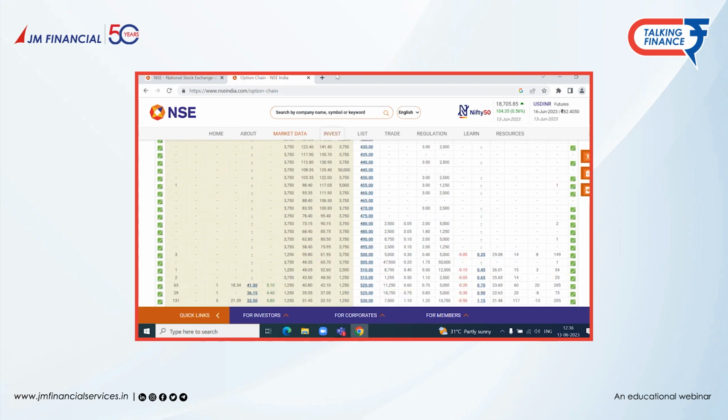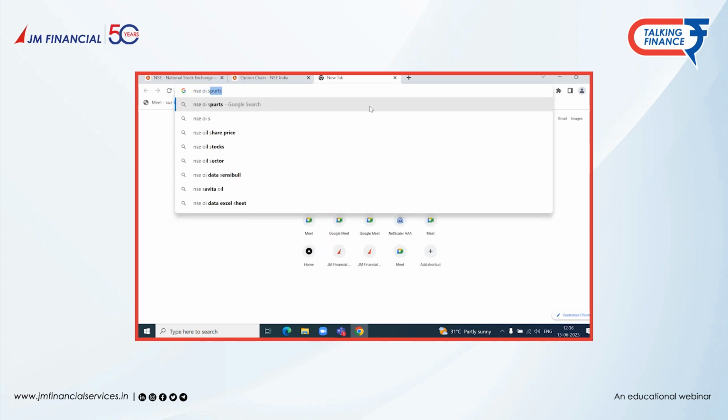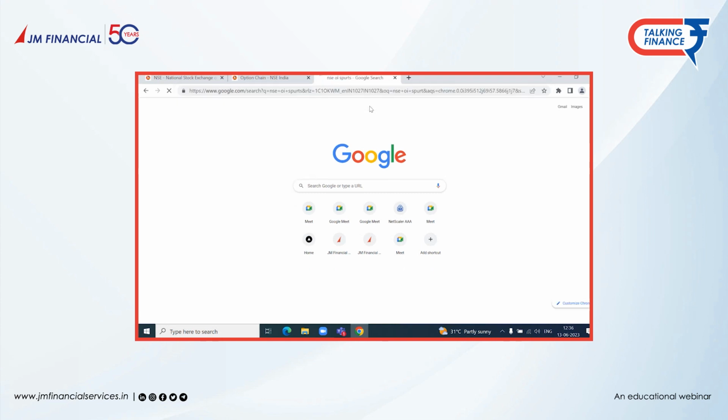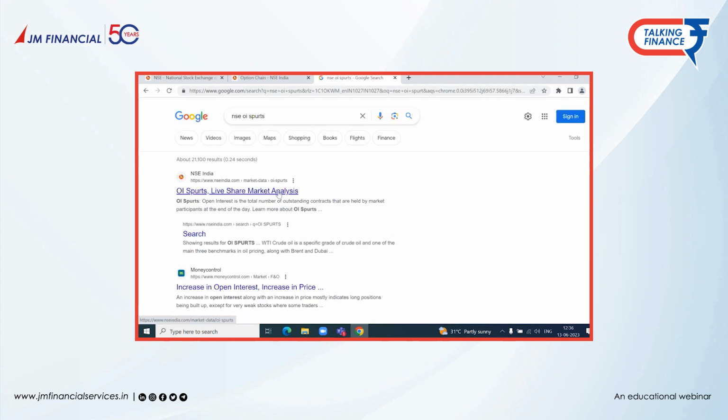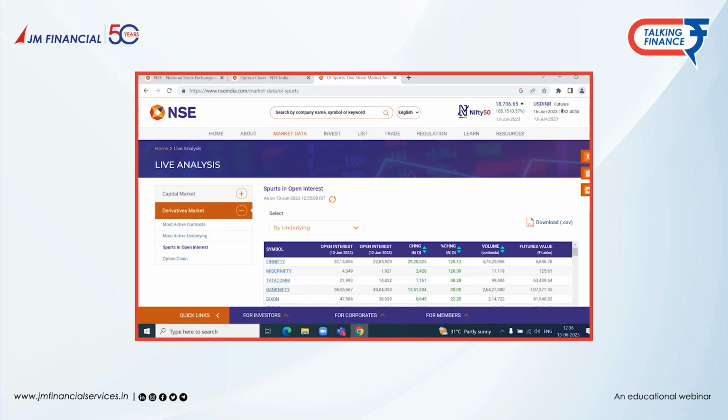There is again another key. Just simply open Google and type NSE open interest or OI spurt also. You can type. OI is just the short form abbreviation. If I click on this, it will take me to those stocks for the day where in futures more buying, selling or trading is visible in open interest, or open interest positions are being built. This is where I see the spurt in open interest, which means which stock is giving me the maximum additions in open interest for the day. That is what a spurt means.